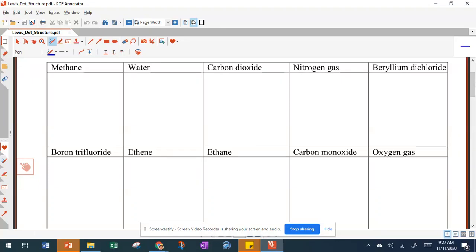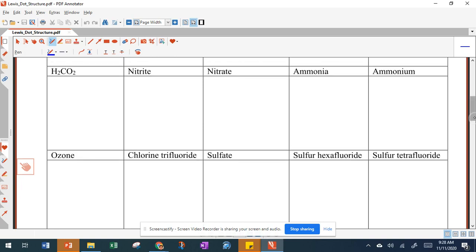Okay, so today what I would like to do is to go over some more complex Lewis dot structures. I want to start first by going over polyatomics, where you have a charge, and then we're going to go over exceptions to the octet rule, what we call expanded octets.